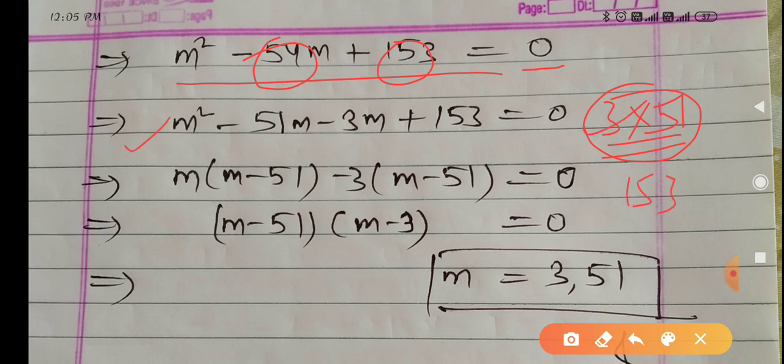So that's why I have written m square minus 51m minus 3m plus 153 equals 0. In the first two terms m is common, m minus 51 inside the bracket. In the last two terms minus 3 is common, m minus 51 inside the bracket will remain. Now m minus 51 is common, the second bracket will be m minus 3. So m minus 51 equals 0 means m equals 51, and m minus 3 equals 0 means m equals 3. It is minus 3, so it will become plus 3. It is minus 51, so it will become 51. So the values of m are 3 and 51.